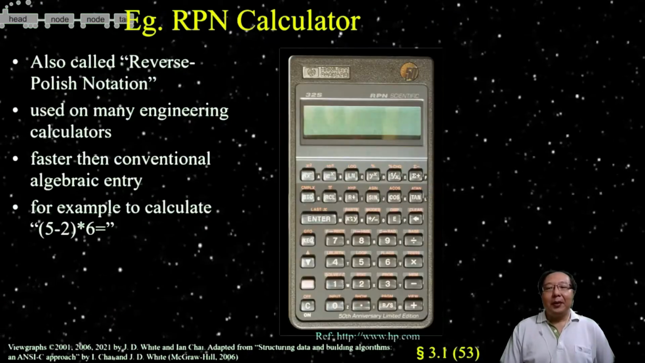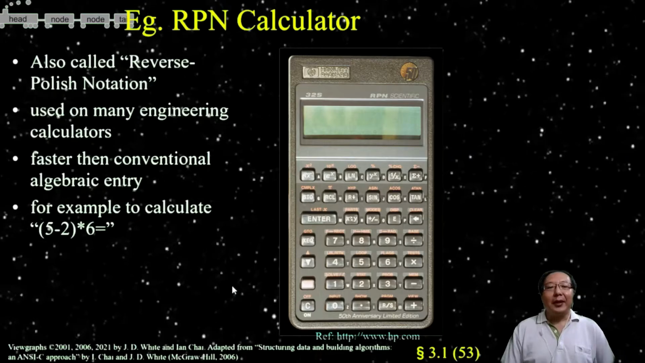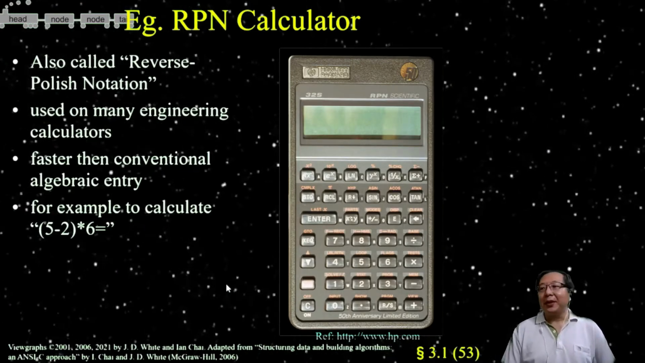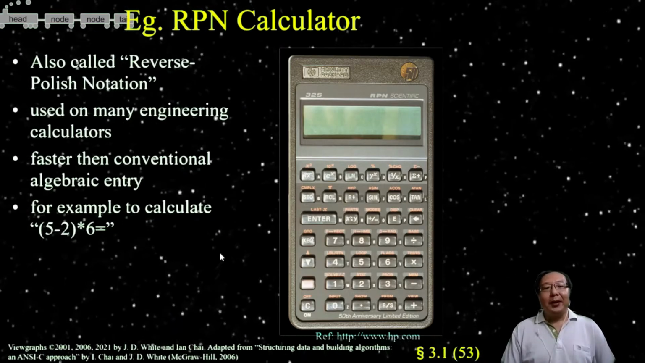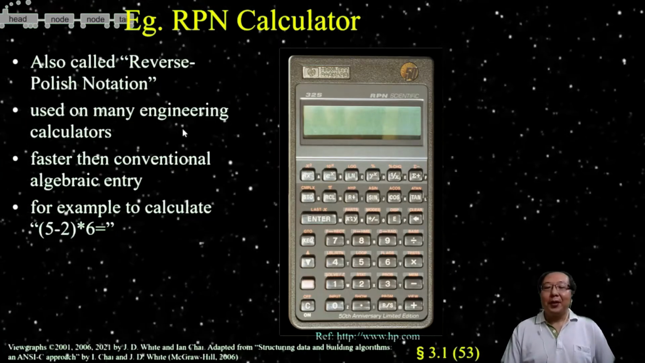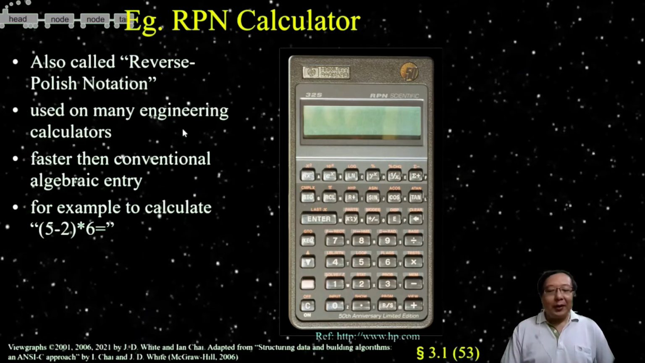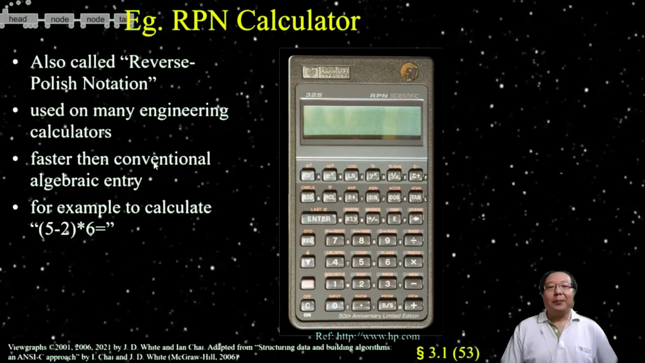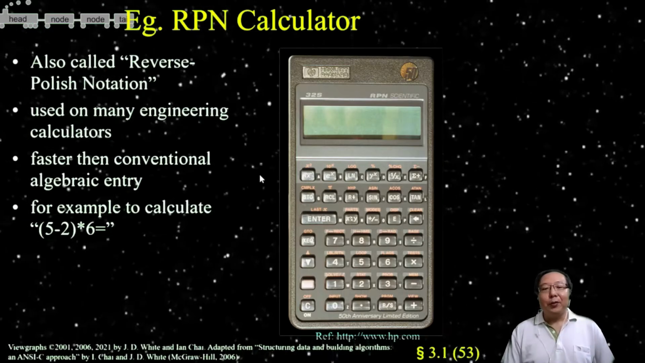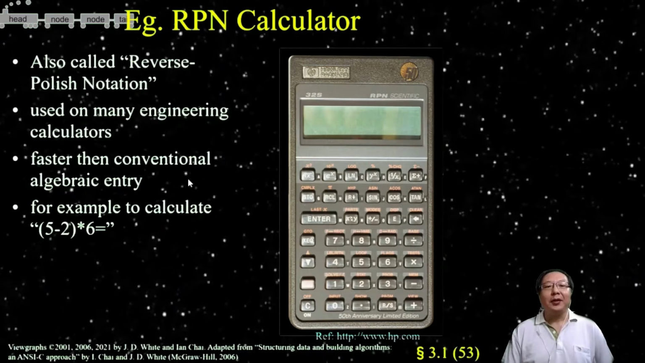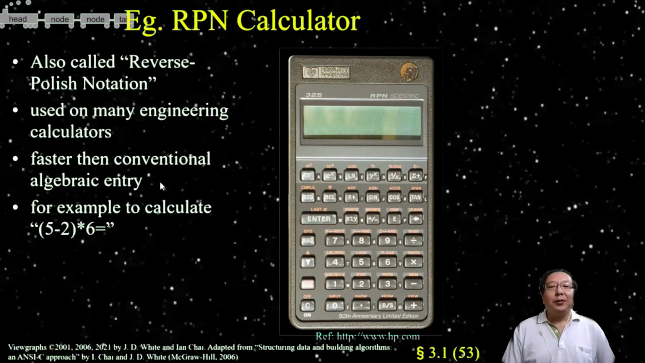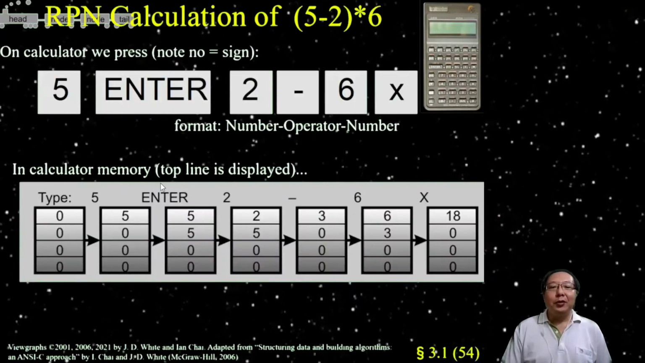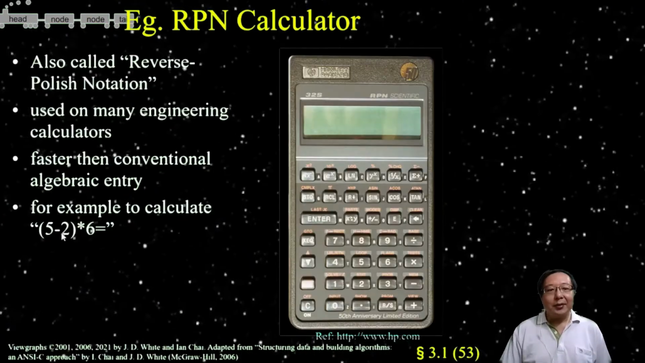An example of use of a stack is in the RPN calculator, which is the reverse Polish notation calculator. It was used by many engineering calculators in the old days. Nowadays, modern engineering calculators use infix notation. But in the old days, a lot of people preferred reverse Polish notation because it lets you do faster entry than conventional algebraic entry, because you don't use parentheses.